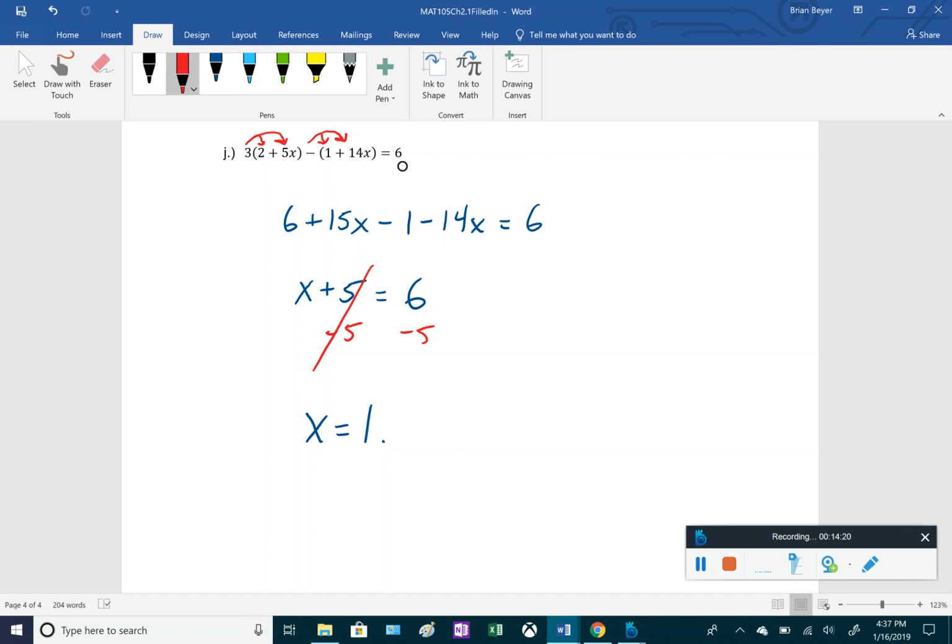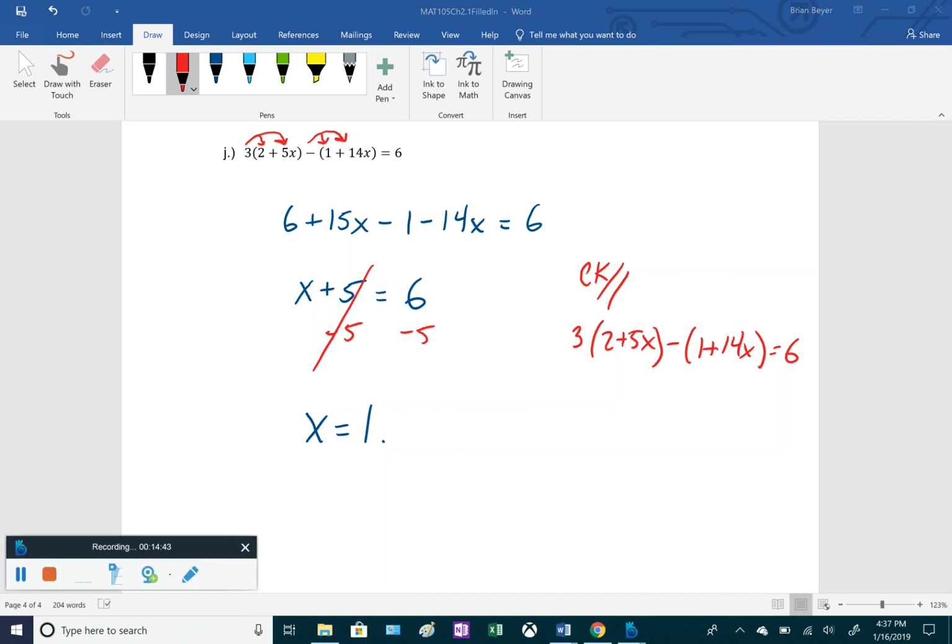I'm just going to check this one just to end with one that we're checking on. So we had 3 times 2 plus 5x minus 1 plus 14x equals 6. So let's plug in a 1. Make sure we get a true statement. So it's going to be 3 times 2 plus 5 times 1 minus 1 plus 14 times 1 equals 6.